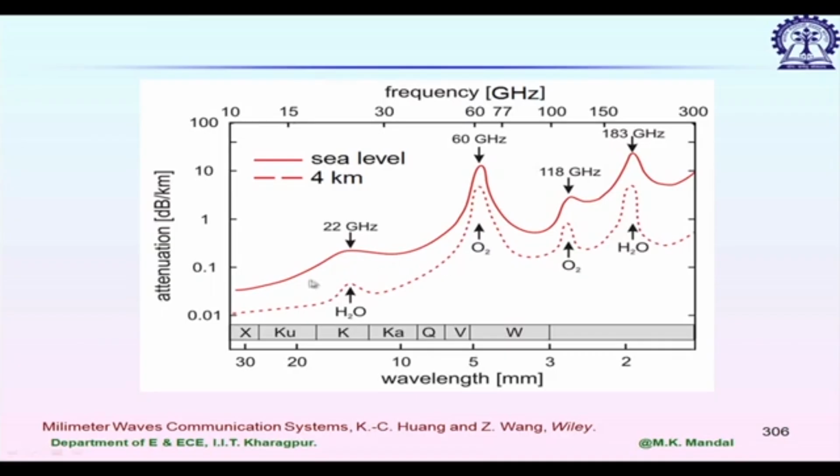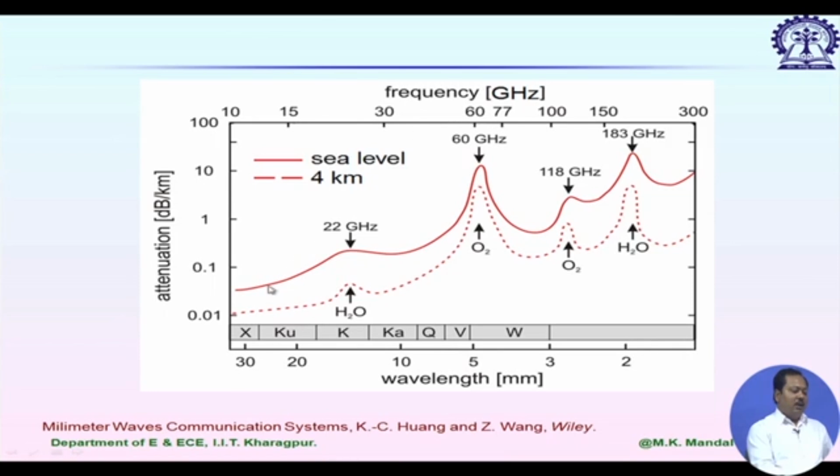So, millimeter wave first of all has high atmospheric attenuation. This curve we have seen in the first class. This is the plot of attenuation in dB per kilometer versus frequency. The frequency scale is shown on top, starts from 10 gigahertz to 300 gigahertz, covers some part of microwave frequencies as well as millimeter wave frequencies. The corresponding free space wavelength is shown below.